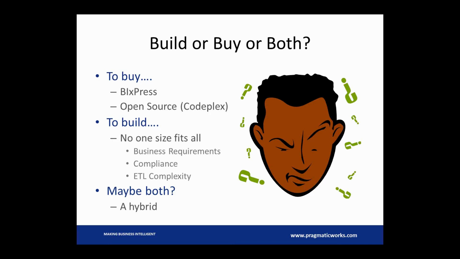The build option is the exact opposite of that. If you're in a situation where neither one of those is going to fit your needs, whether because of business requirements, or maybe compliance issues that you have to address in your ETL, or if your ETL just has a high level of complexity, then you may be forced to build your ETL framework. Typically what we see is that it's a hybrid. You can certainly take advantage of tools like BI Express. You can start with an open source framework and tweak it to your needs, but ultimately you're going to wind up still doing some build, at least a minimal amount of building to get something that's useful.